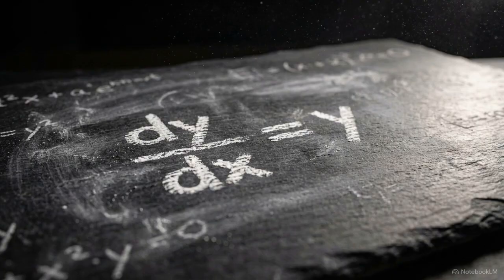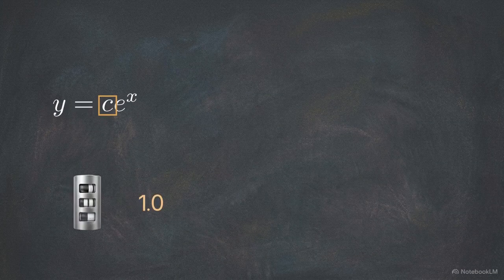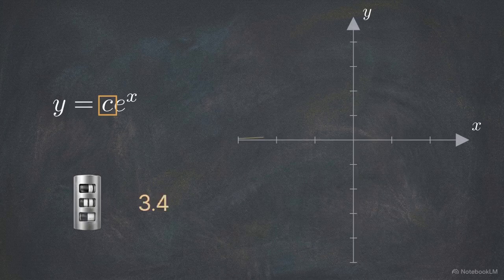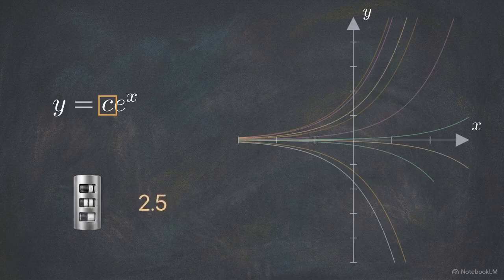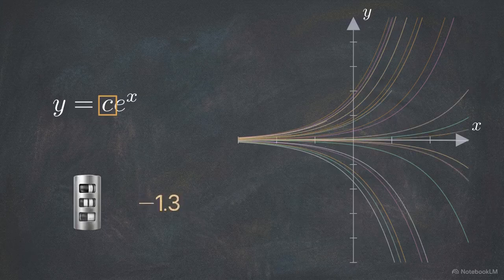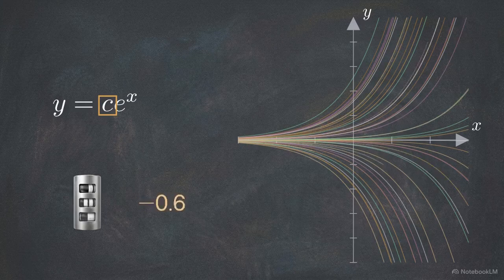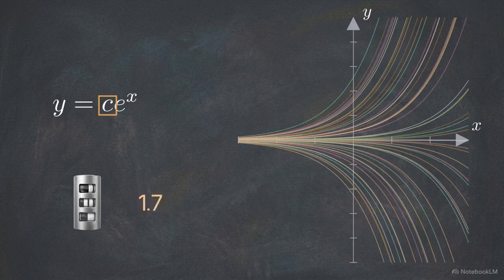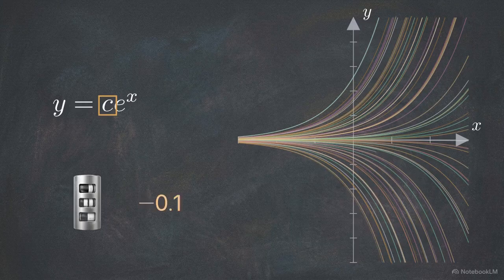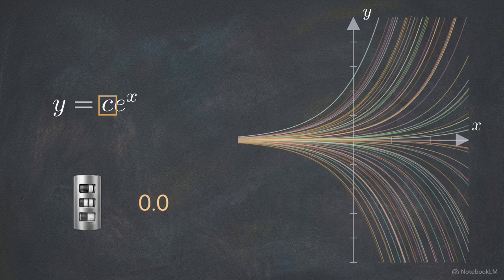Take a simple example, an equation stating that a function's rate of change is equal to the function itself. The solution is a one-parameter family, written as y equals c times e to the power of x. That letter c is a constant, and in a general sense, it can be any real number. Because c is undefined, this single equation generates an infinite family of curves. We are left with unlimited answers, each one mapping out a different path across the graph.